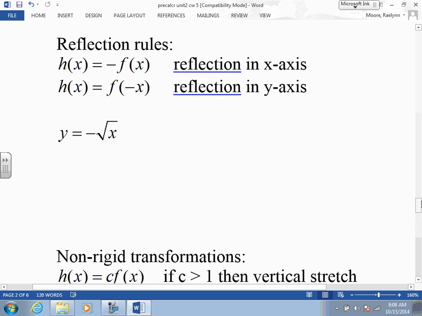There's a reflection. Let's see if we can just put the reflection into that. We have about 5 minutes. 6 minutes.